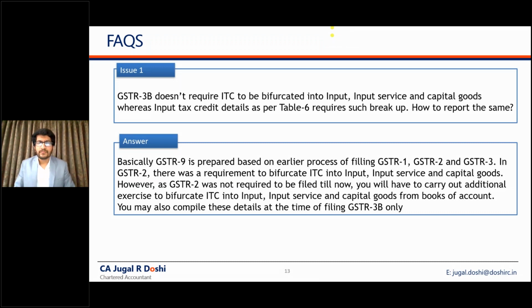Next issue is GSTR 3B doesn't require ITC to be bifurcated, but 9 is asking. The logic is, as I told earlier, GSTR 9 was prepared on the basis of GSTR 2 and 3. In GSTR 2, there was a facility or a requirement to bifurcate ITC into input service and capital goods. GSTR 2 is scrapped, but GSTR 9 remains, and hence we will have to do the manual working to submit the data.